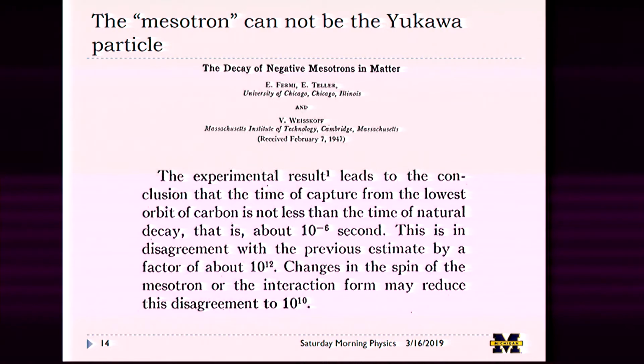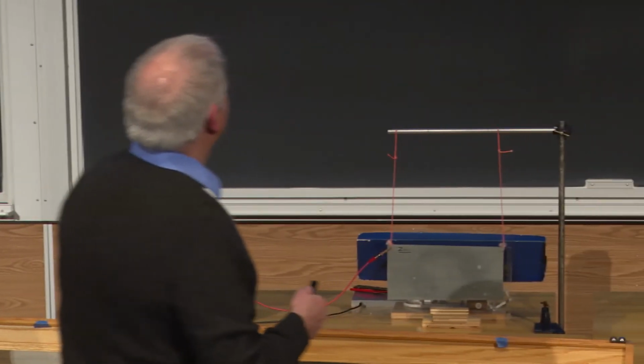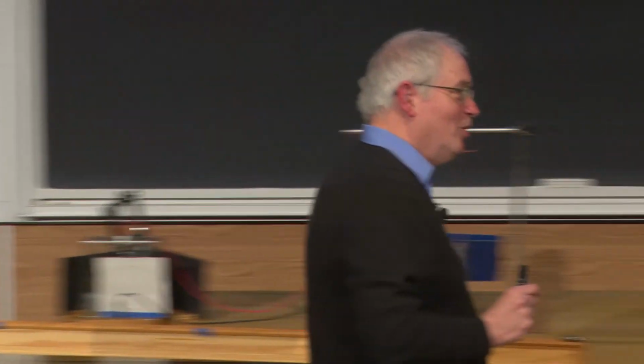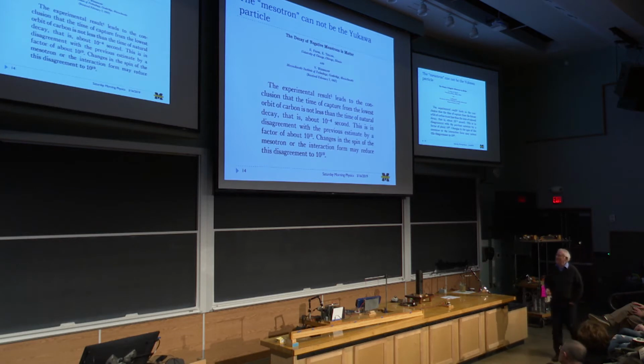So this paper came out, and Fermi and Teller say, well, if its lifetime is 10 to the minus 6 seconds, it can't be the Yukawa particle, because we think the estimate for that lifetime would be 12 orders of magnitude shorter. Okay? So this one experiment on muons told us a lot about what's going on with the structure of the atom, and gave us this idea, and consequently this mesotron, which was the particle being looked at then, was renamed the muon.